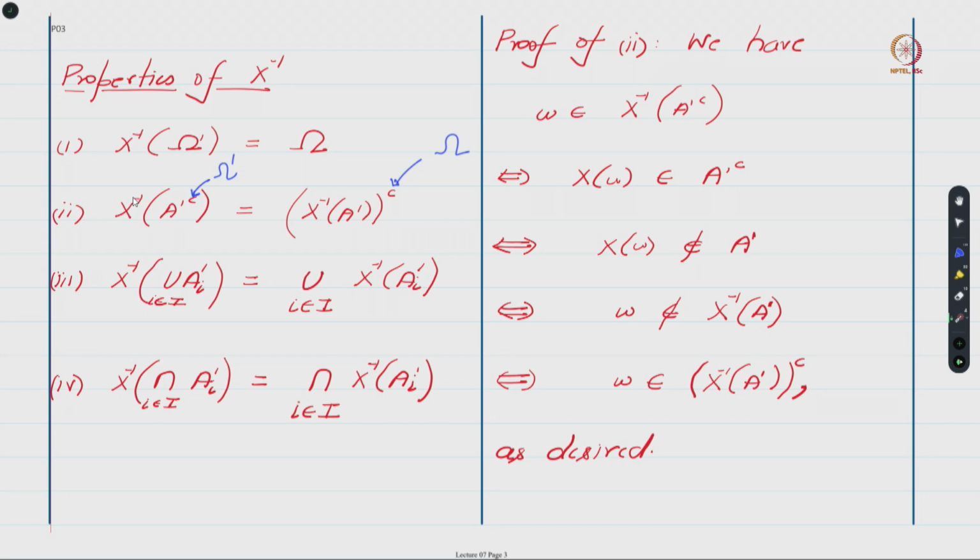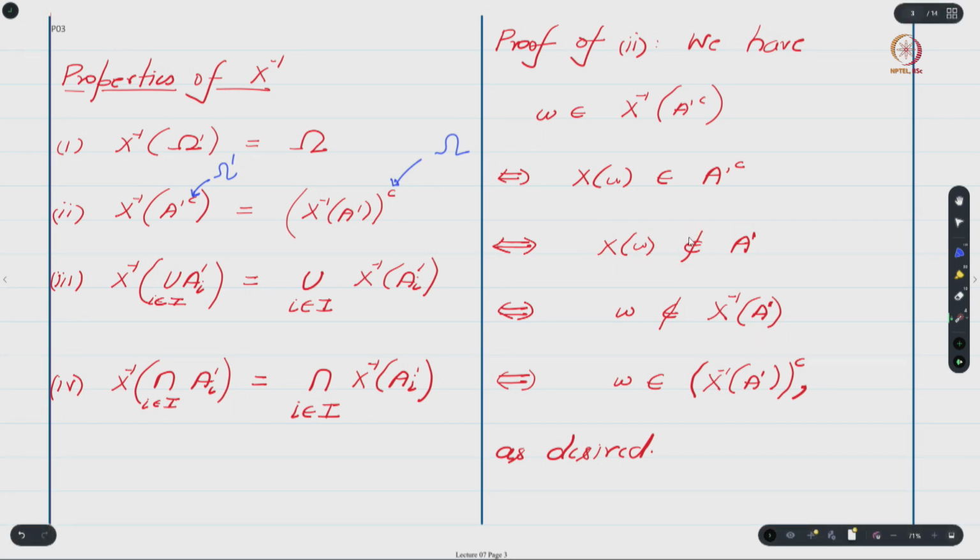Okay. So, recall that A prime is a subset of omega prime, in particular A prime itself is a set. So, A prime complement is also a set and X inverse of A prime complement is a set, right. So, we are saying that this set equals this set. Okay. So, that is what we need to show. In order to show that, let us pick some arbitrary element in X inverse of A prime complement. Now, from the definition of X inverse of A prime complement, it follows that omega belongs to this set if and only if X of omega belongs to A prime complement, right. This is from the definition of your X inverse. Now, from the definition of complement, it follows that X of omega belongs to A prime complement if and only if X of omega does not belong to A prime, right.